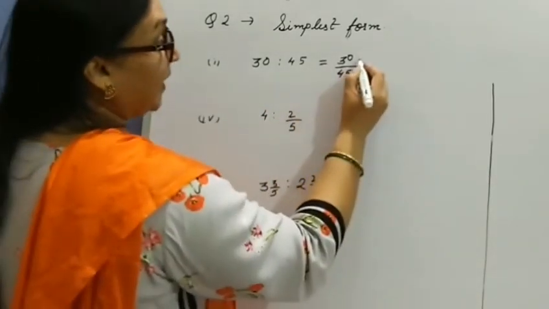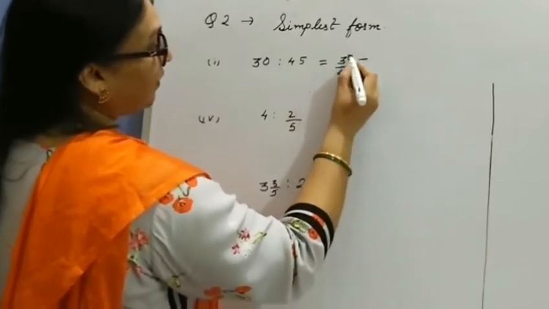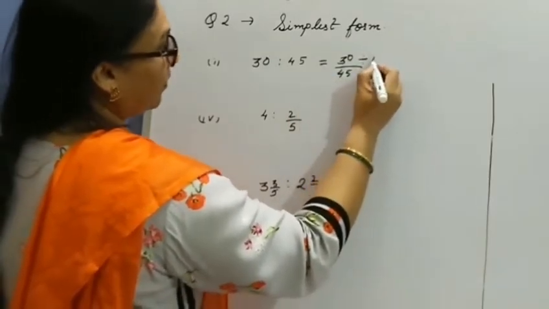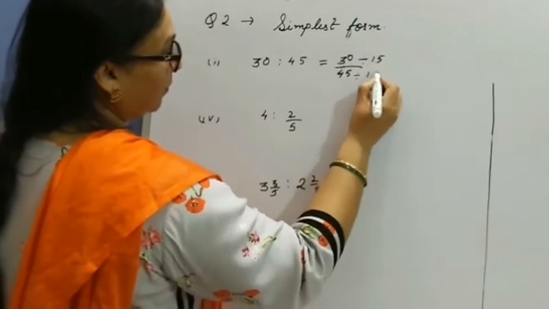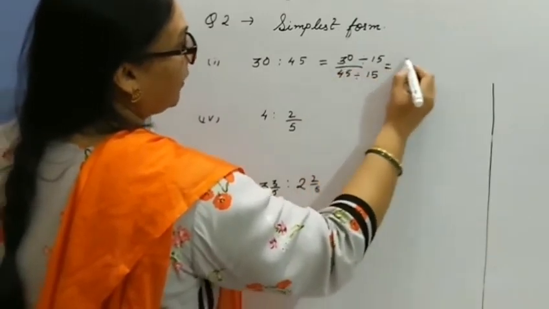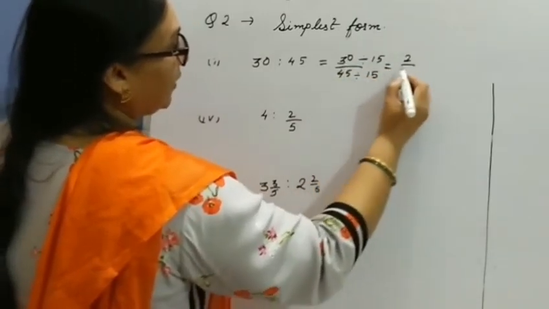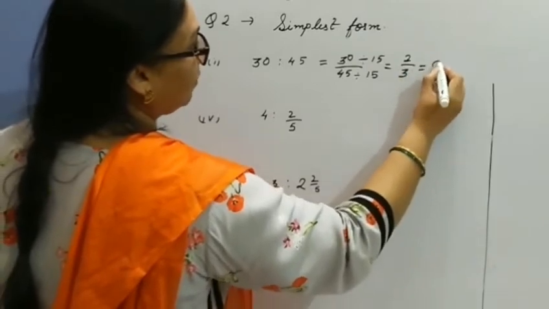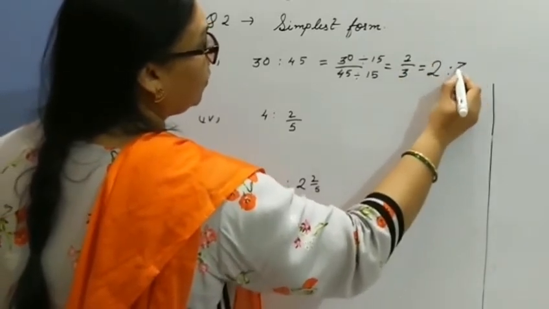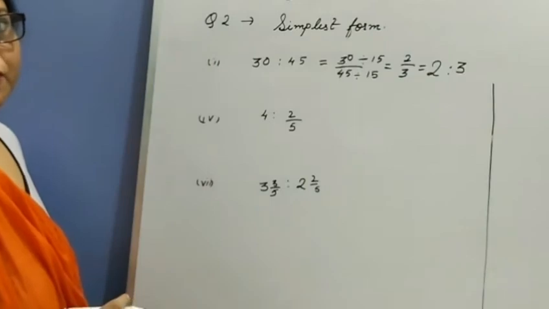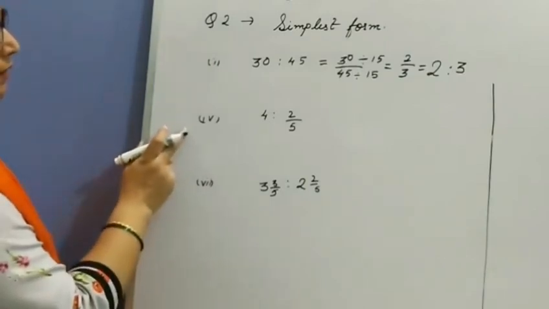It means divide by their HCF. The HCF of 30 and 45 is 15. So divide by 15: 15 2 times is 30, 15 3 times is 45. Hence the ratio simplified to 2:3, or the ratio in simplest form is 2:3. Let's move to the next example.